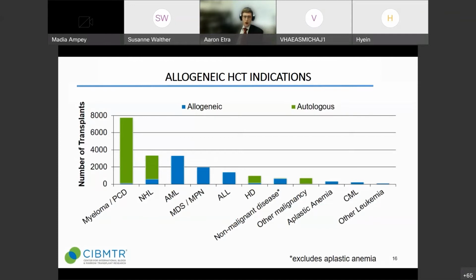Generally, when it comes to why people undergo transplant in the year 2022, this is a slide that's taken from the Center for International Blood and Marrow Transplant Research, known as the CIBMTR, the clearinghouse for transplant data the world over. And the most common reason why somebody would undergo an autologous transplant would be myeloma or non-Hodgkin's lymphoma. At this point, however, we're going to focus on allogeneic transplants, and the leading indications are acute leukemias and myeloid diseases.